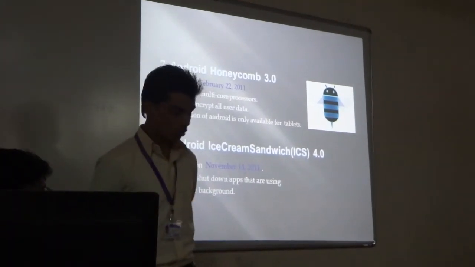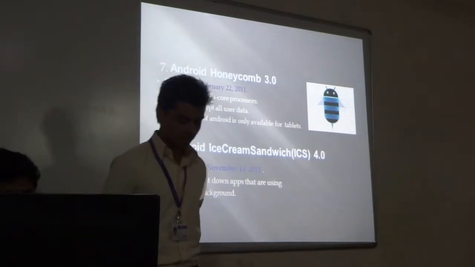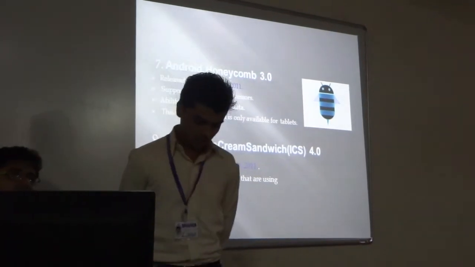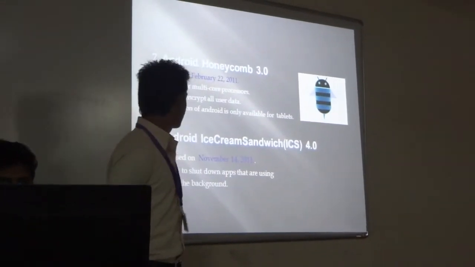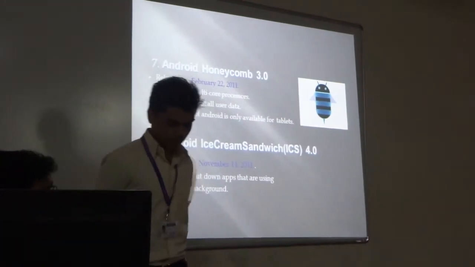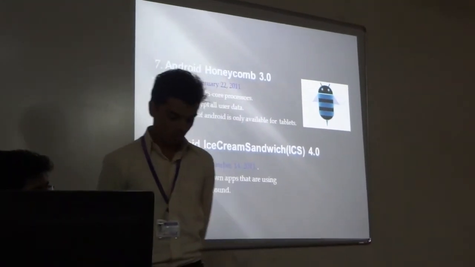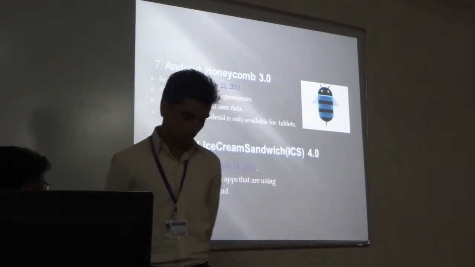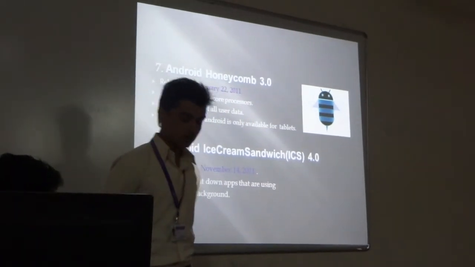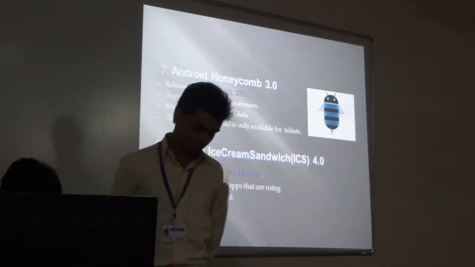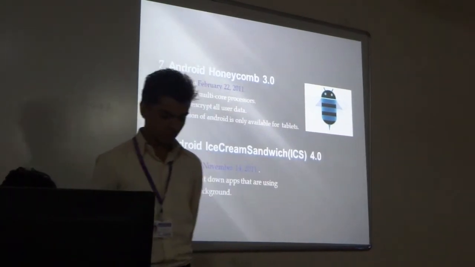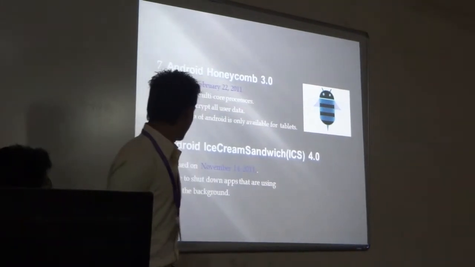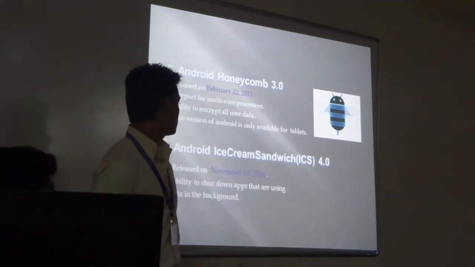processing. Multi-core processing is a single computing component with 2 or more independent actual central processing units, that is CPU. Ability to encrypt all user data. Encryption means it converts data into a form called ciphertext that cannot easily be understood by the unauthorized. Basically, it helps us to secure our files and prevent other people from viewing or changing them. This version of Android is only available for tablets.